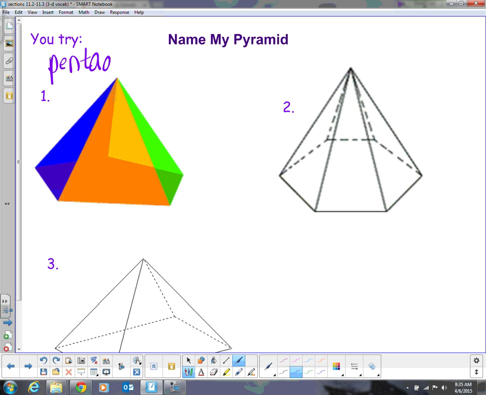Pentagonal. How do you see that? Pentagonal pyramid. What's number 2? Hexagonal.